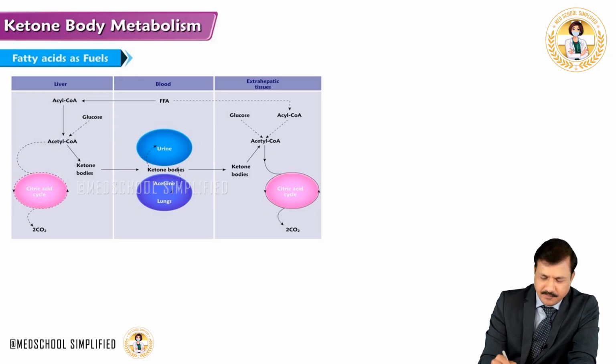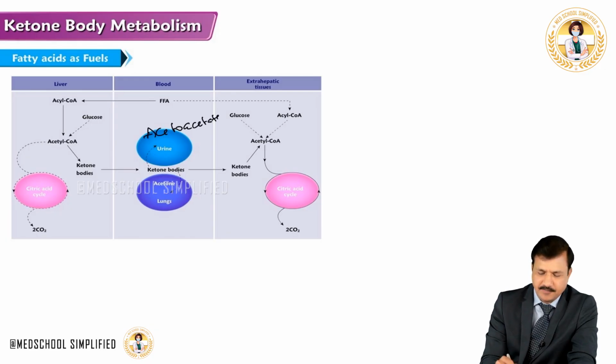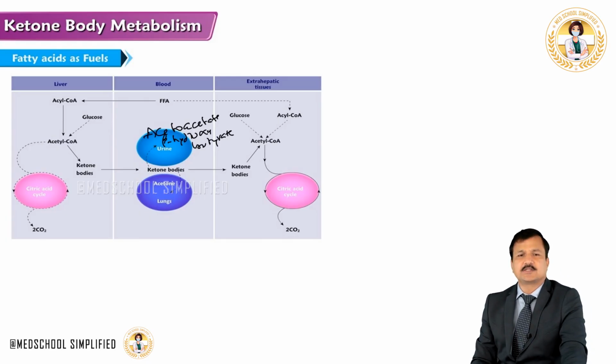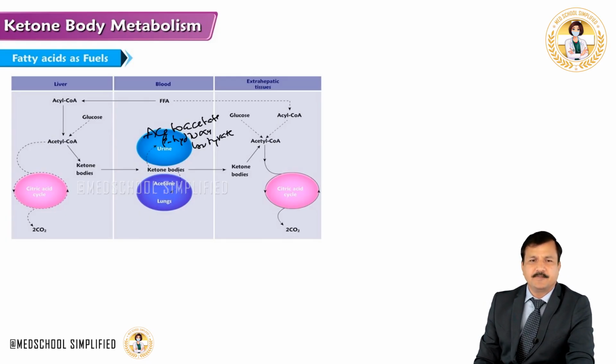Let me write it down. Acetoacetate, this is a type of ketone body which you can find in the urine. Other is β-hydroxybutyrate. These are the two ketone bodies that we will find in the urine sample. And the acetone is a volatile molecule, so it will be exhaled in the breath through the lungs.